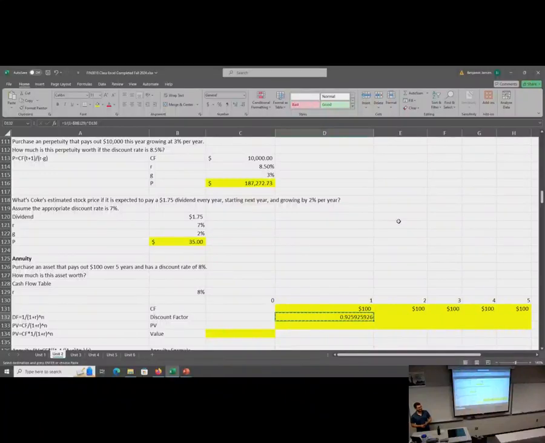What is it? Decrease. Yeah. The further we receive our cash flow in the future, the less it's going to be worth today. And that's exactly what we're seeing.